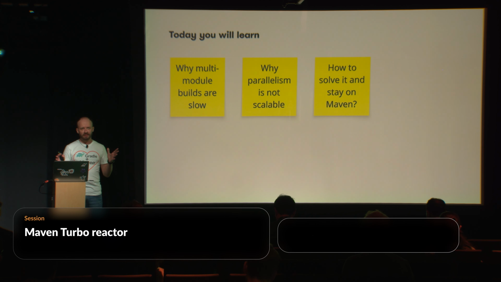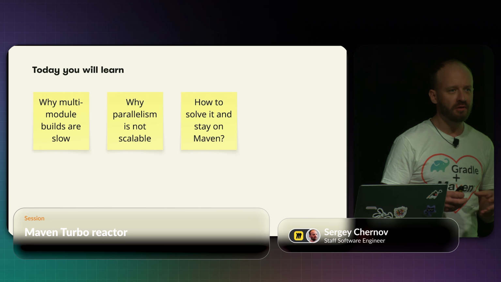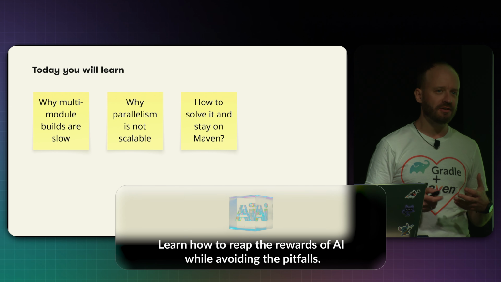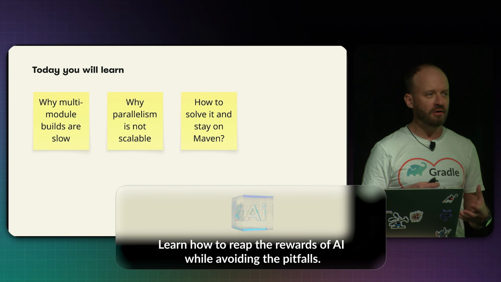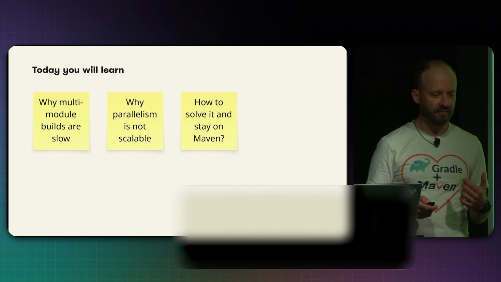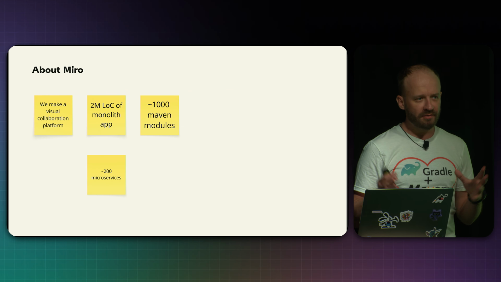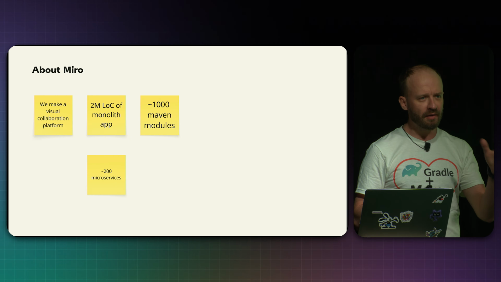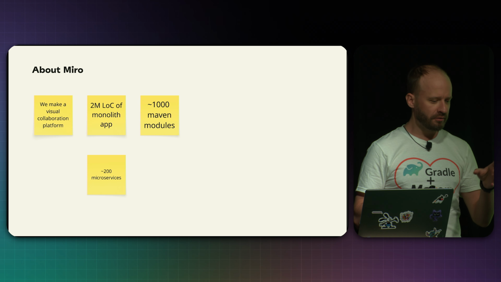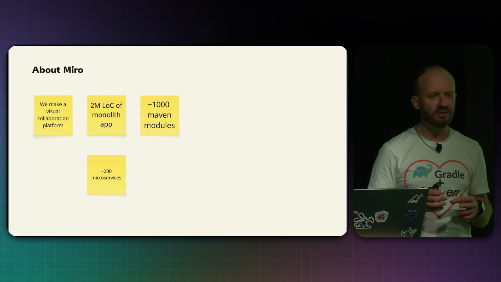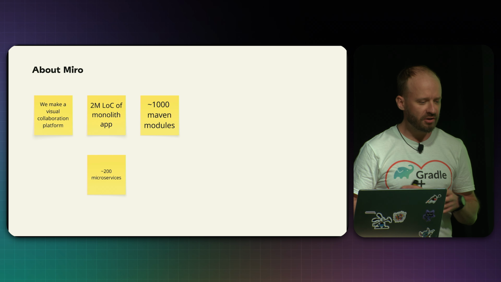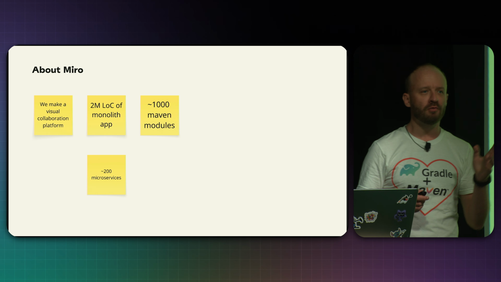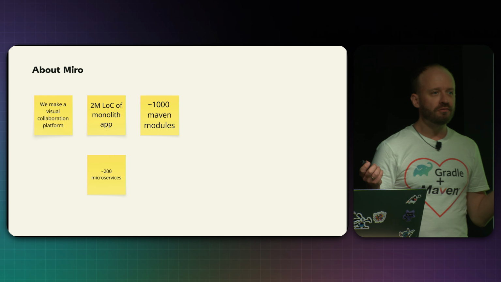So today you will learn why your multi-module Maven builds can be slow, why the parallelism is not easily scalable as you may expect, and how we can solve those problems and stay on Maven. So I work at Miro, and at Miro we do an online whiteboard for collaboration. Most of our code is microservices, about 200, but the central backend application is 2 million lines of code and 1,000 Maven modules. Let's try to build this.